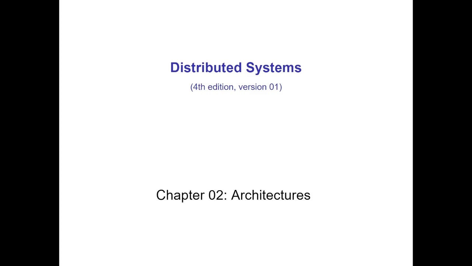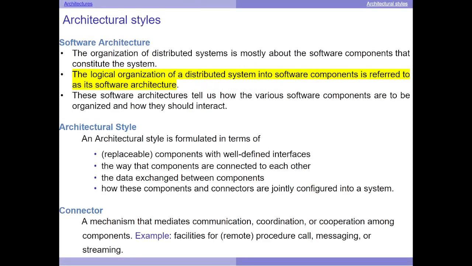Chapter 2, that is Architectures. To start with, what is architecture or software architecture? The organization of a distributed system is mostly about the software components that constitute the system. The logical organization of a distributed system into software components is referred to as software architecture.